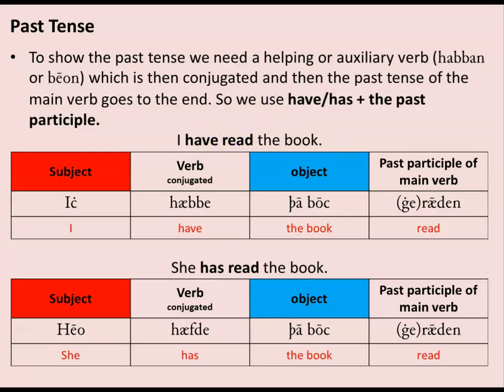And I want to show that it is now complete, finished. There's an action completed in the past. So I have read the book. So I need the past participle of the verb read. And that is rǣden or rǣden.